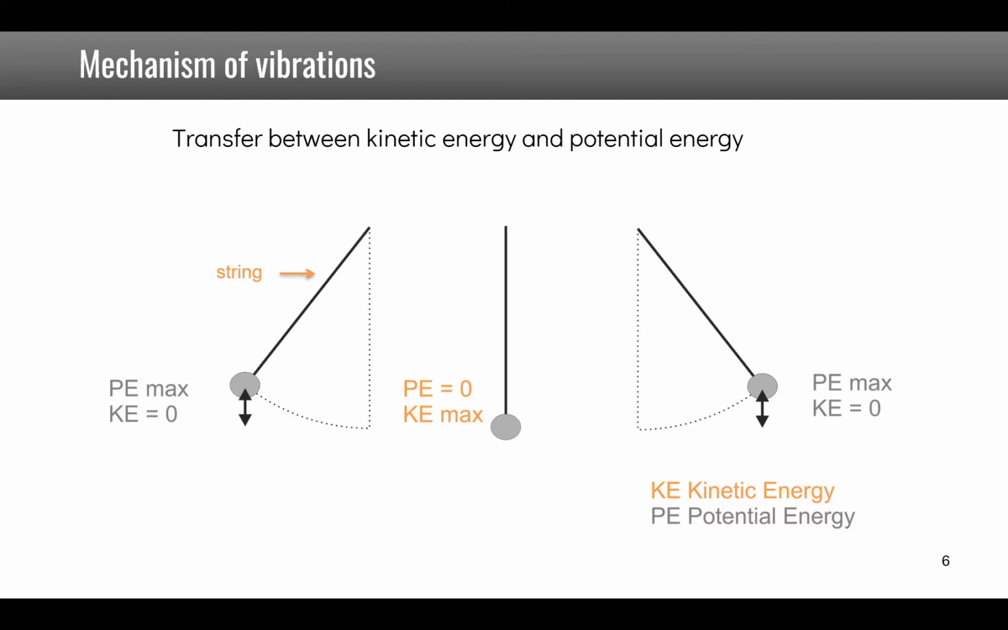The same holds for the example of the pendulum. When the pendulum is in the middle position, the potential energy is zero. This is the reference height. And the kinetic energy is maximum because this is where the velocity is maximum. At the two ends, the height is maximum, so the potential energy is maximum, and the velocity is zero because it's changing direction, so the kinetic energy is equal to zero. So when an object is vibrating, there is a continuous exchange between kinetic and potential energy.